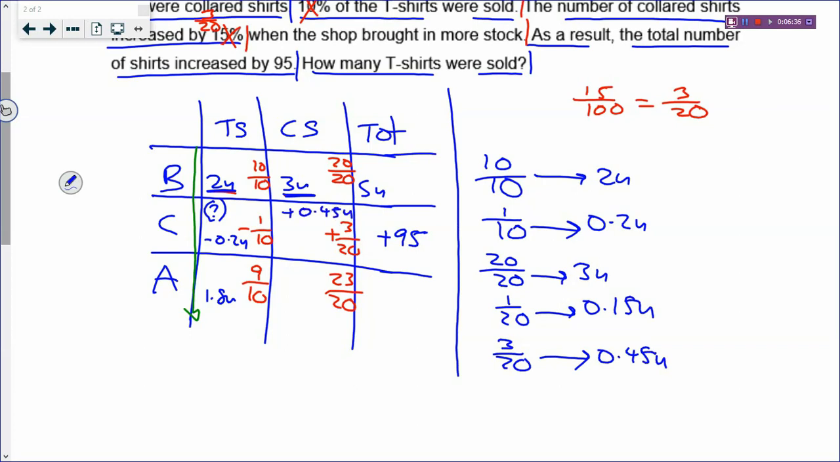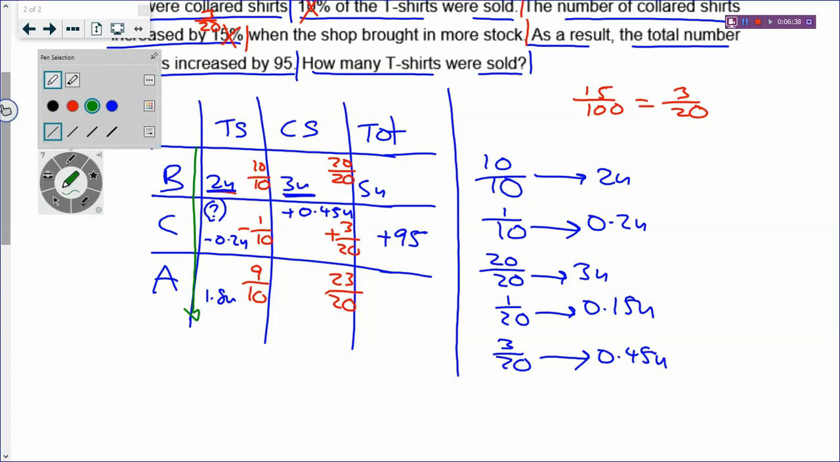Okay, and the table can flow down again, right? So how many collar shirts in the end? That will be 3 units plus 0.45 units, and you will get 3.45 units.